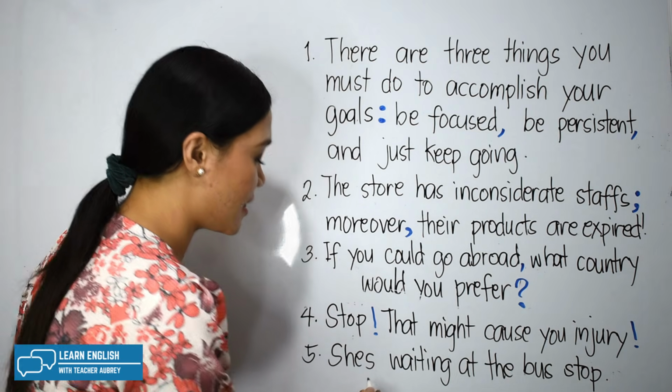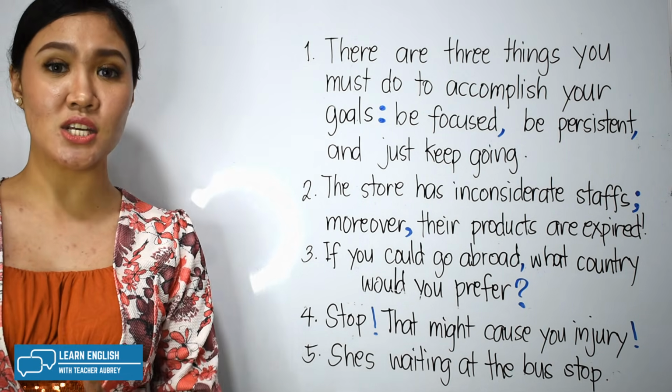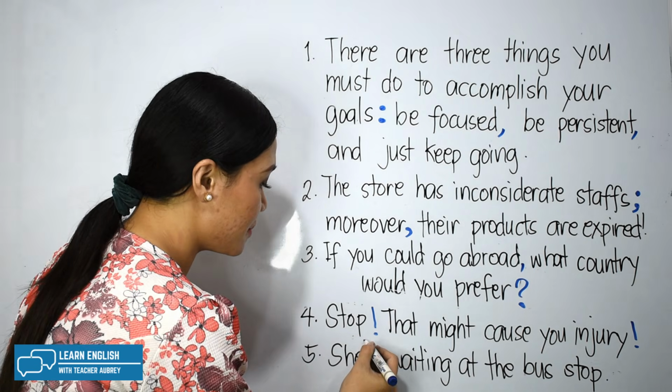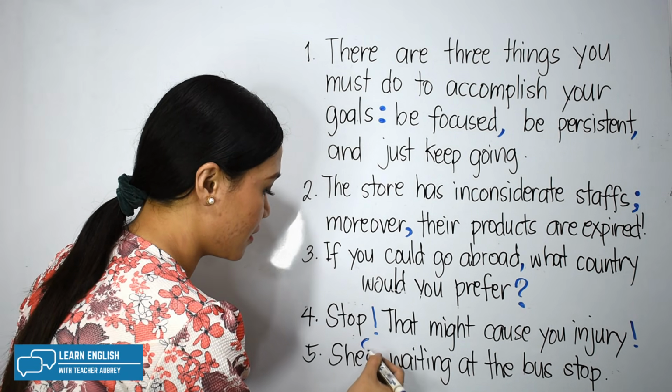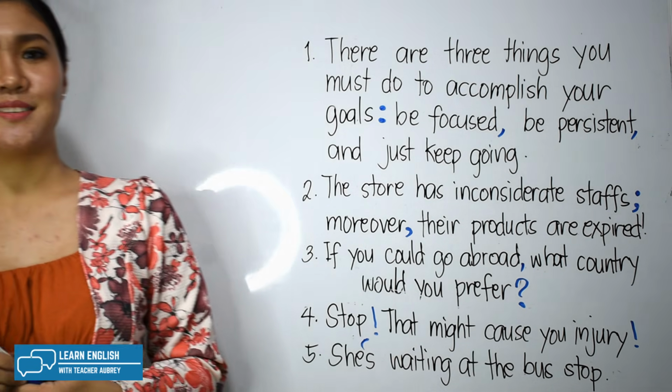And then for number 5, she's waiting at the bus stop. She is. That is a conjuncted version of the words she and is. So there's a missing apostrophe. She is.